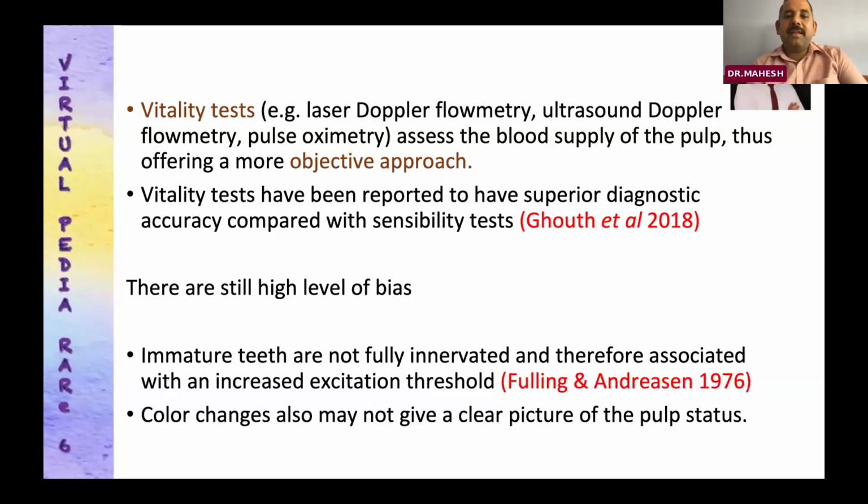So the response, even in an immature child, is probably going to be variable when we do all these pulp testing methods. And according to Anderson, the immature tooth is not fully innervated, and maybe an increased excitation threshold is also there. And if you take the color change of the tooth as an indication, probably that is also more biased. A discolored tooth may not indicate the complete status of your pulpal pathology.